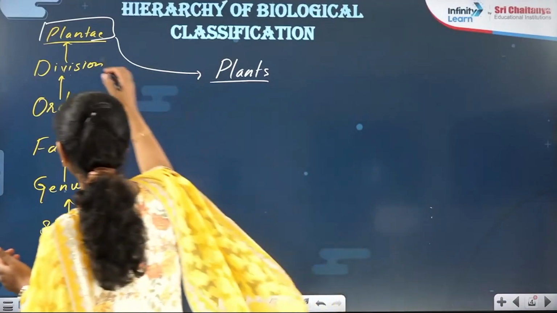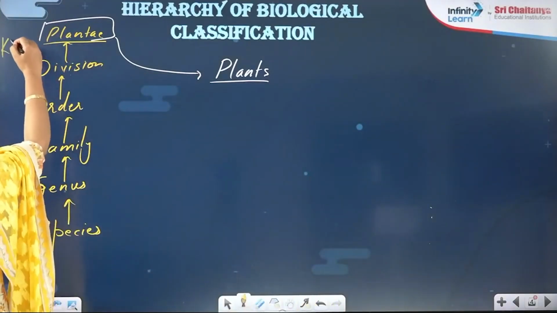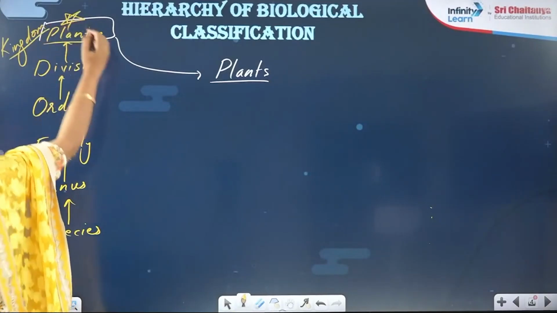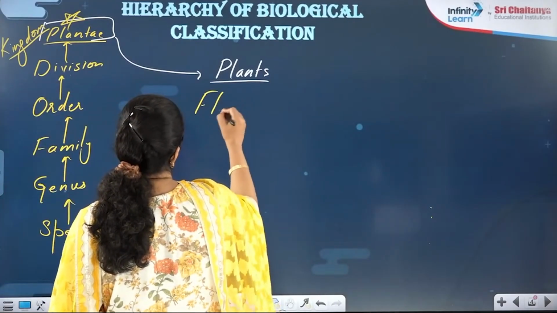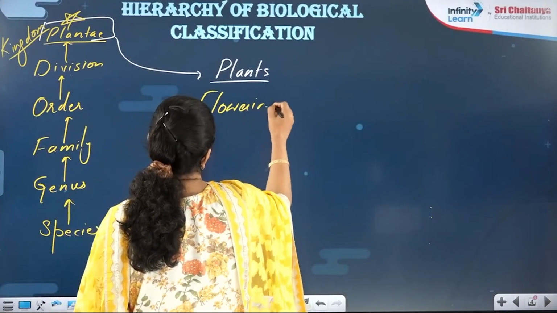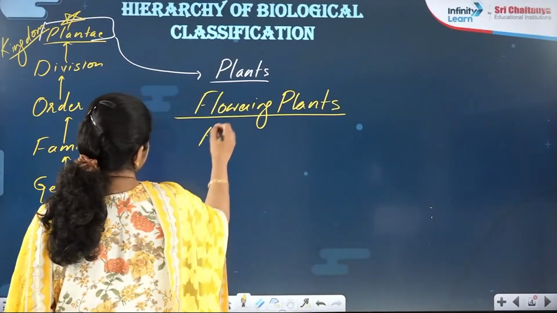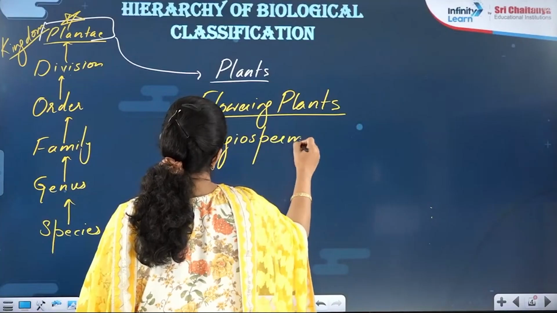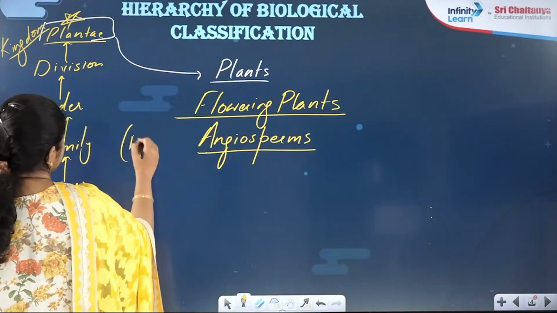Where will this Plantae come, at which level actually? This is coming at the kingdom level. So we have to discuss these plants. Which plants are we discussing here? Flowering plants. Are you getting that? Flowering plants means we are discussing angiosperms here. Right? So this angiosperm will come under which level here? Division.